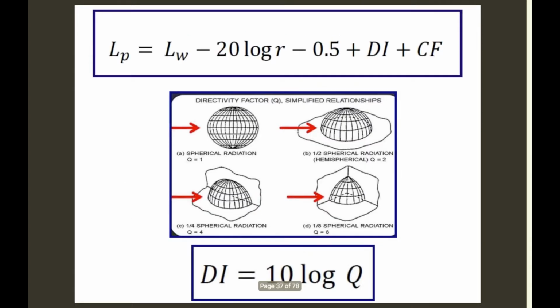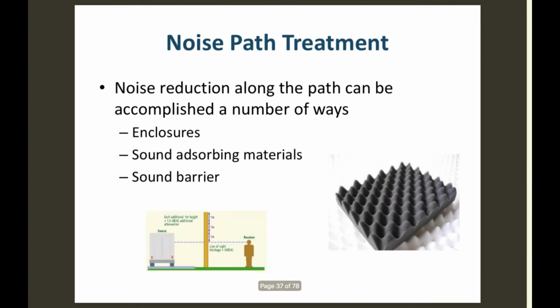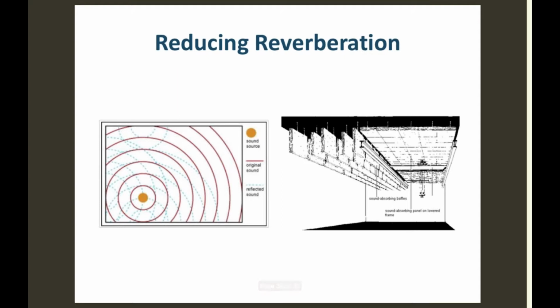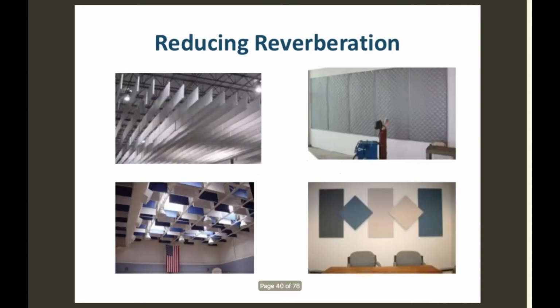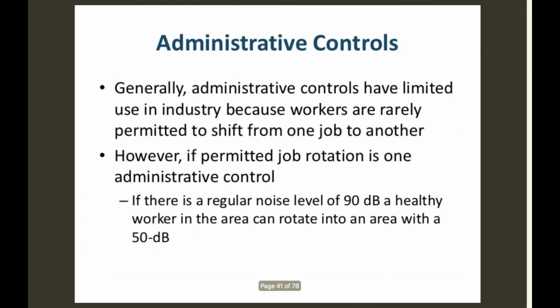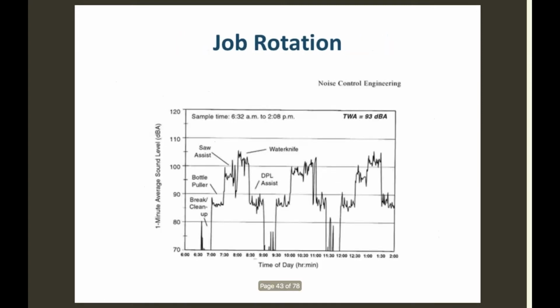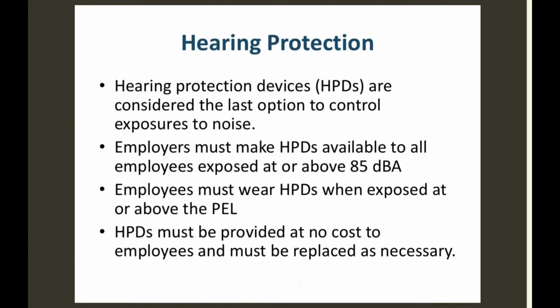Okay, we remember this formula. Okay, noise pathway. Okay, there's an enclosure. And let me see what else we have that's interesting here. Various kinds of materials for dampening sound. Ceiling tiles, baffles. Yeah, there you go. Okay, administrative controls. Rotating workers. We've discussed a lot of this stuff. This just came back. It's a repeat.